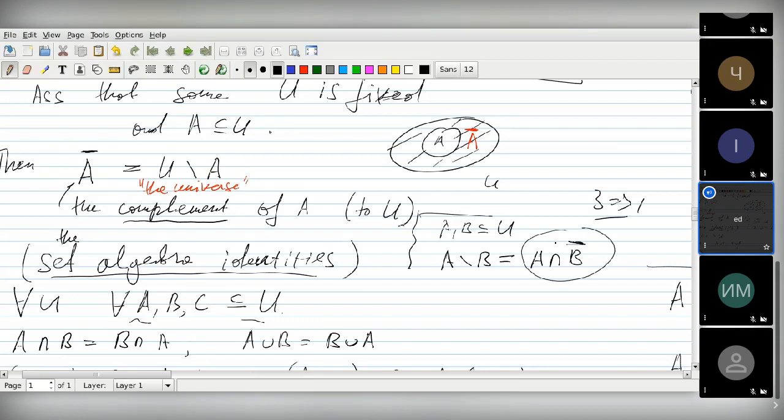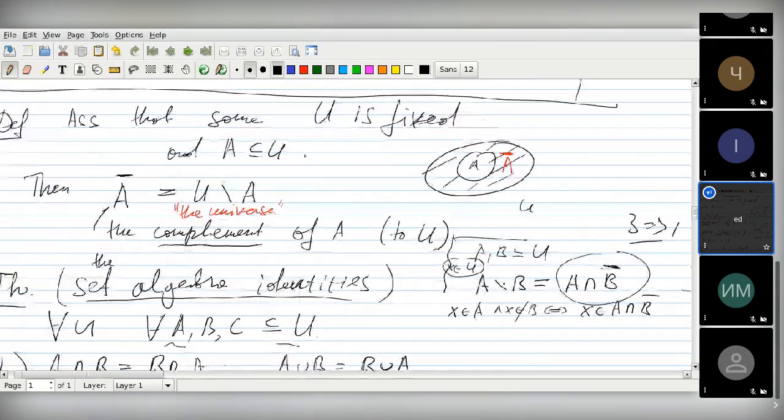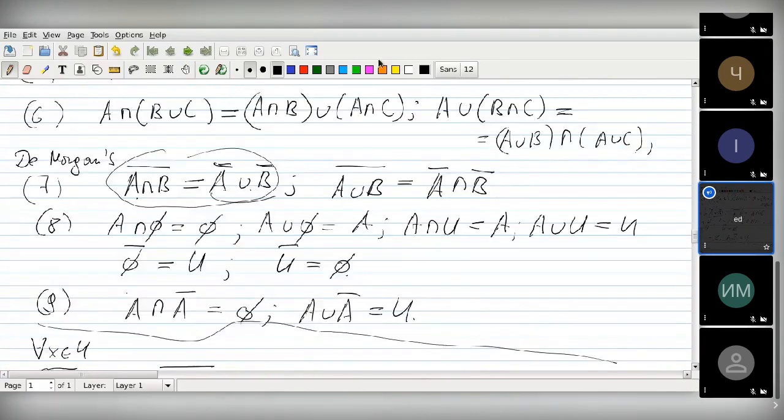Is it clear? Here we have X is an element of A and X is not an element of B. If X is an element of my universe, that means that X is an element of A and the complement of B. So when I'm in some universe, the difference of two sets is just the intersection of the first set with the complement of the second one. And this is very beneficial.